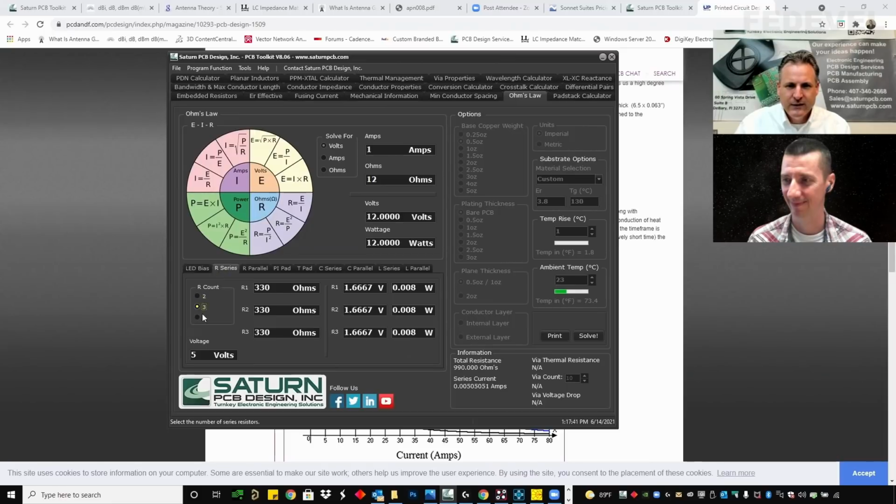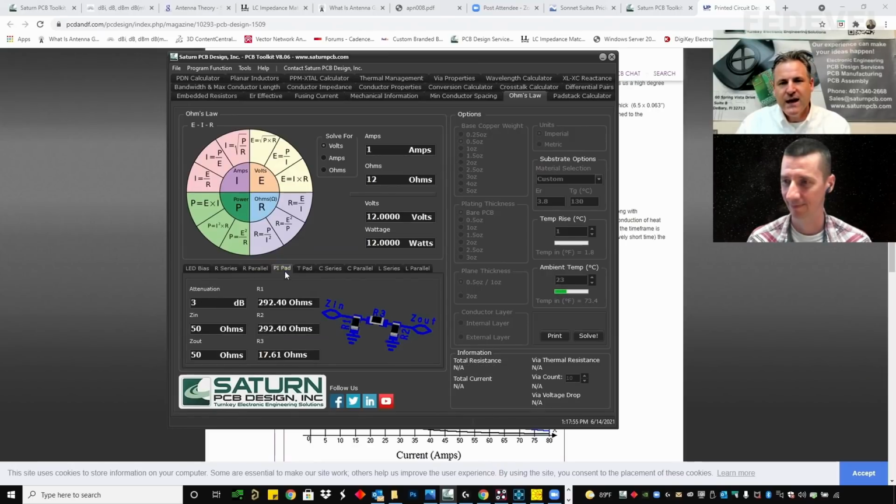I've got series resistors with the voltage drop. Here's the total resistance and the current and the voltage drop across each one. Same with parallel resistors. And I've added some RF calculators in here, a pi pad and a T pad, which we can get into with the antenna portion. These are attenuators. You can put these in series with your receiver.